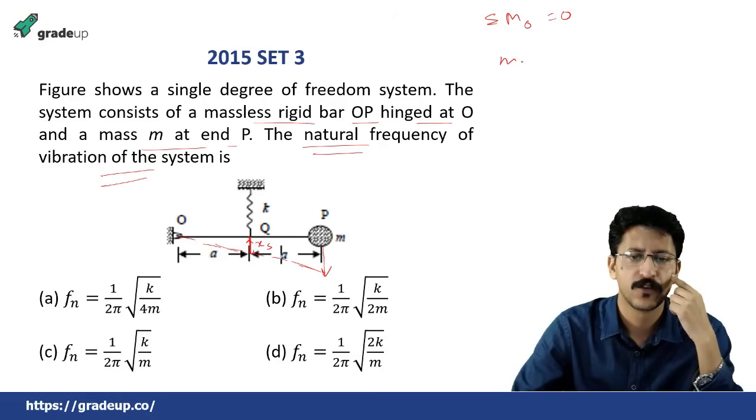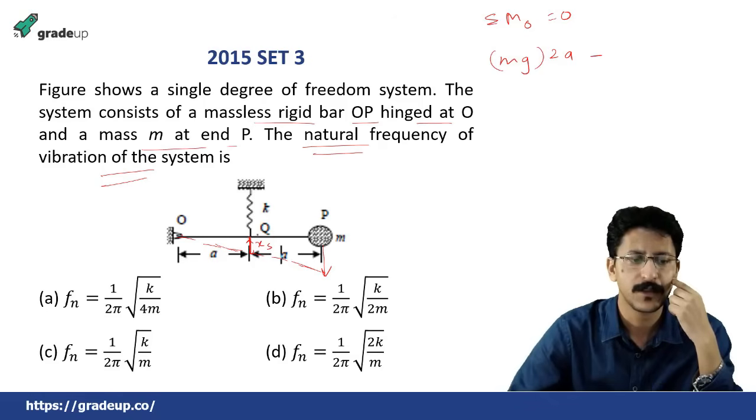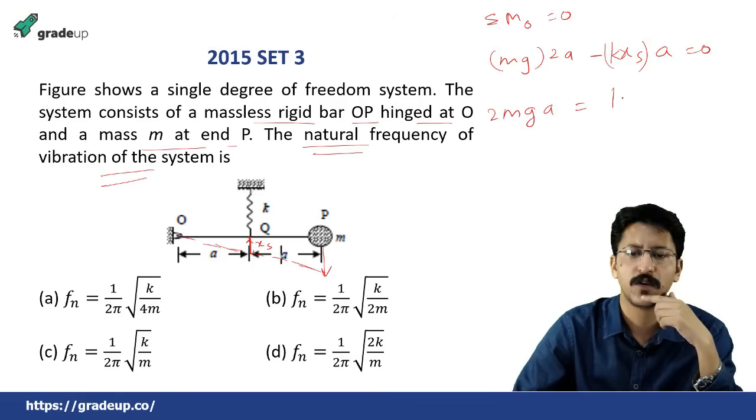So the force mg into this moment 2A minus XS into K, because the force will be Kx, into the distance A, is equal to 0, or 2mgA is equal to K XS into A. So this A and A go off, the XS we get as 2mg by K.